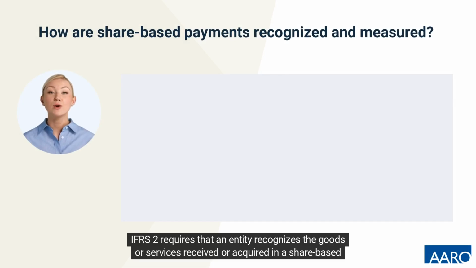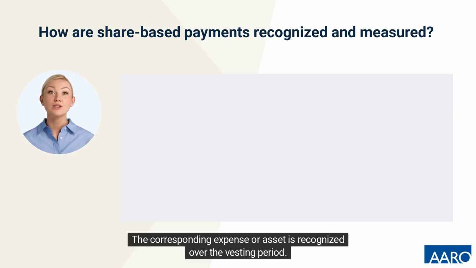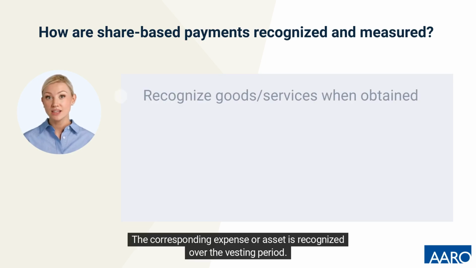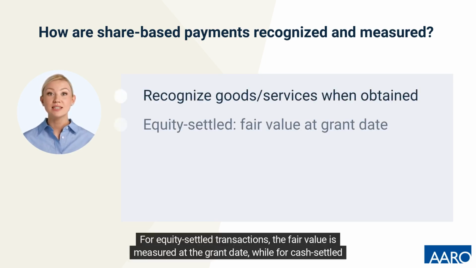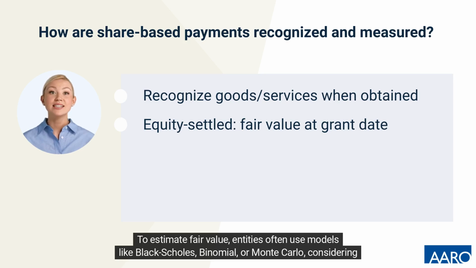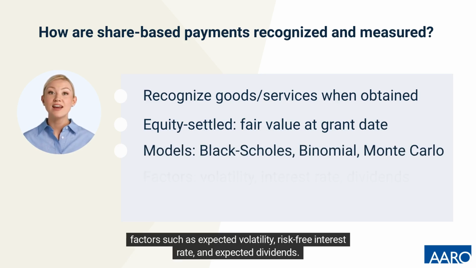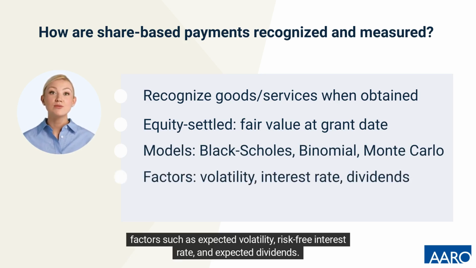IFRS 2 requires that an entity recognizes the goods or services received or acquired in a share-based payment transaction when it obtains them. The corresponding expense or asset is recognized over the vesting period. For equity-settled transactions, the fair value is measured at the grant date, while for cash-settled transactions, it is remeasured at each reporting date. To estimate fair value, entities often use models like Black-Scholes, binomial, or Monte Carlo, considering factors such as expected volatility, risk-free interest rate, and expected dividends.